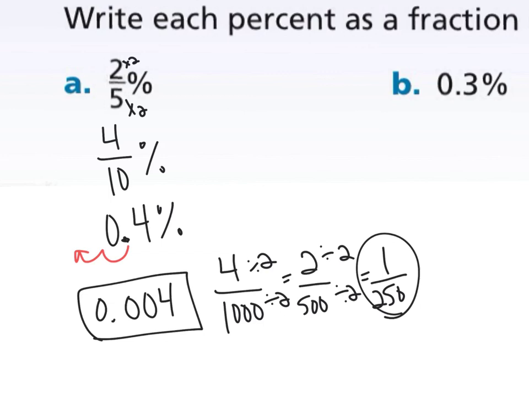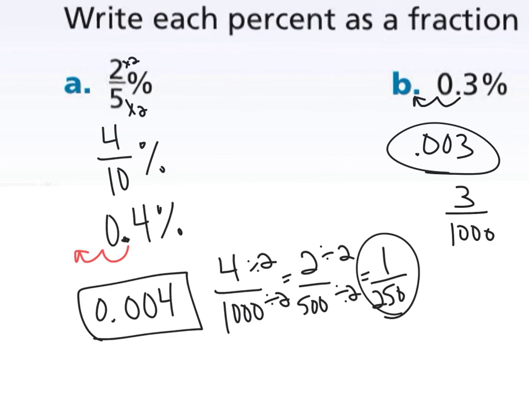And then part B is already written as a decimal. Well, it's a percent, but it already has the decimal point there. So if you just move that 2 spots to the left, that would be 3 thousandths as your decimal. And then the fraction would be 3 thousandths as well.